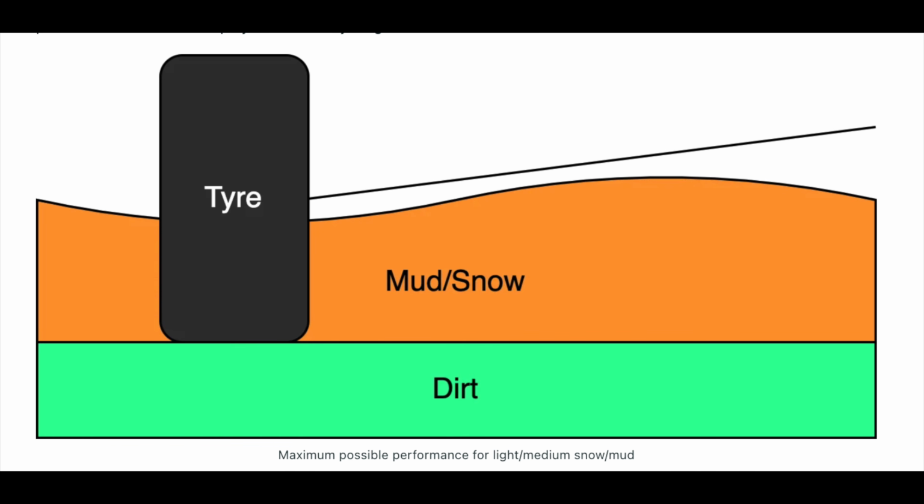And second one, when the tire reaches the bottom dirt layer. In this case, the truck will be slower than on dry dirt, as it has resistance to push the mud around, but you will be able to use high gear without any issues.